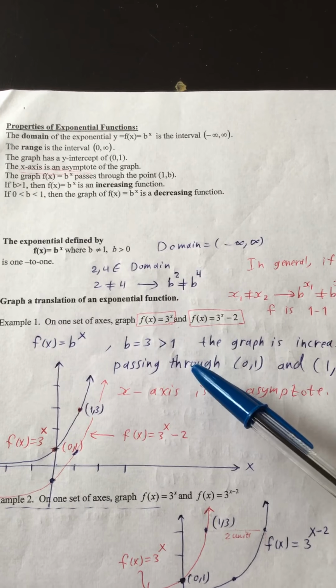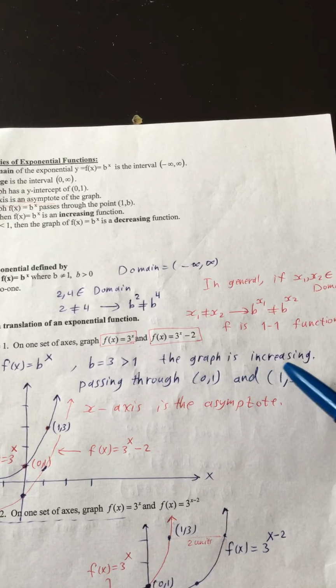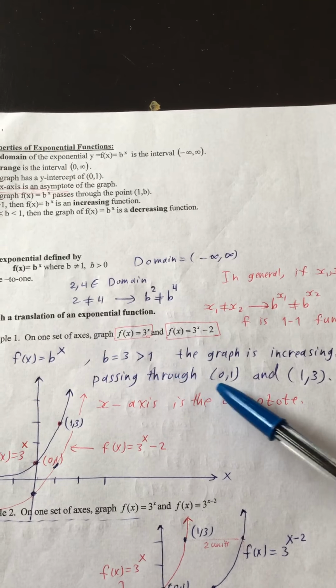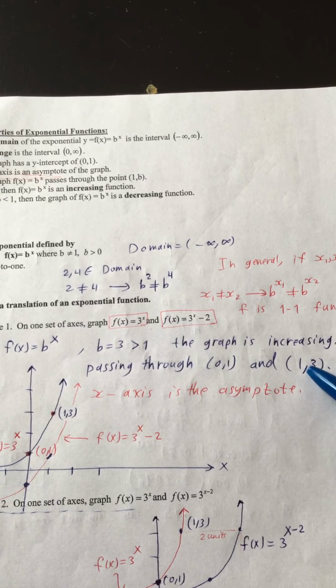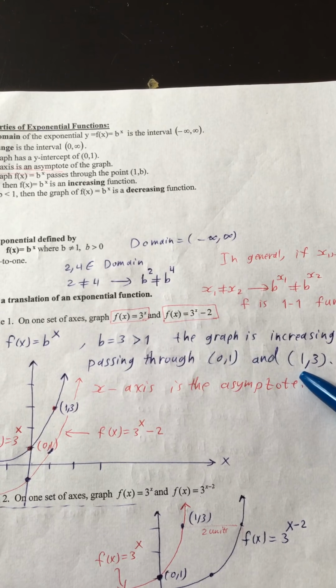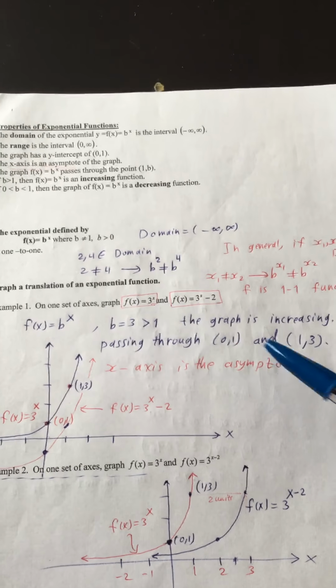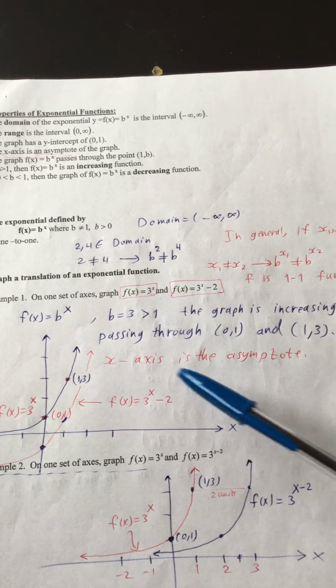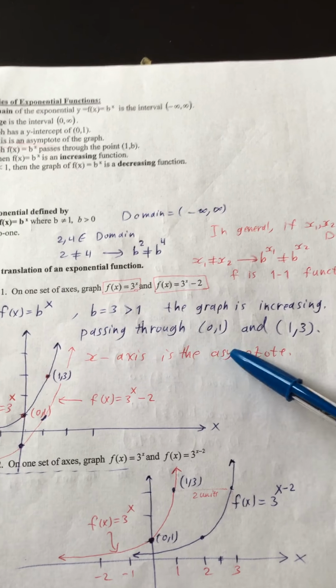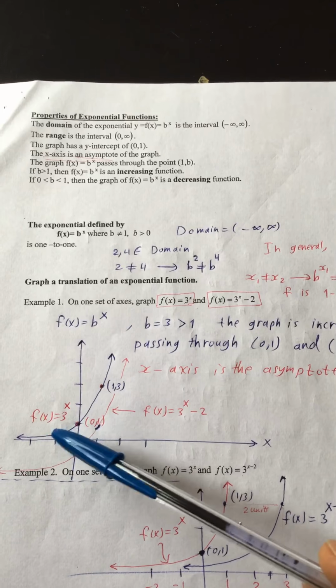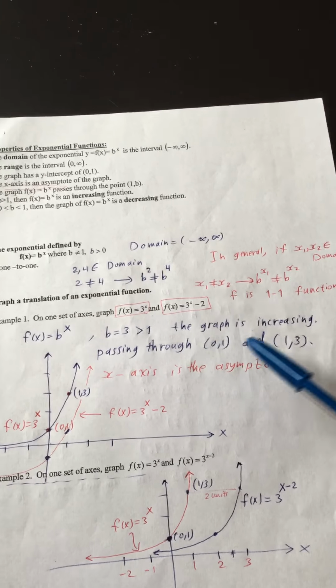Also, the exponential function passes through (0, 1) and (1, b). In this example, b is 3, so it passes through (0, 1) and (1, 3). Now we can graph. The x-axis is the asymptote, so the graph never intersects the x-axis. Now let us graph these two functions according to these properties.